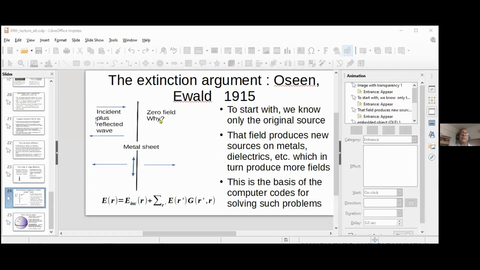But if you want a little more mathematics, I would say that electrostatic screening is based on the Laplace equation, and this extinction theorem is based on the wave equation. Okay, sir. Thank you, sir.